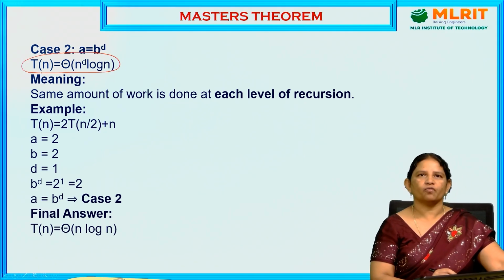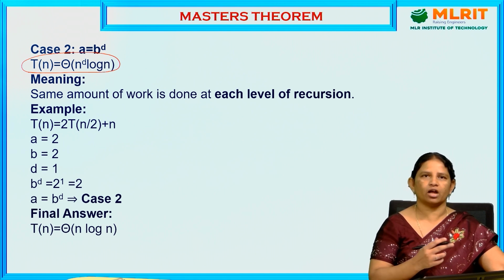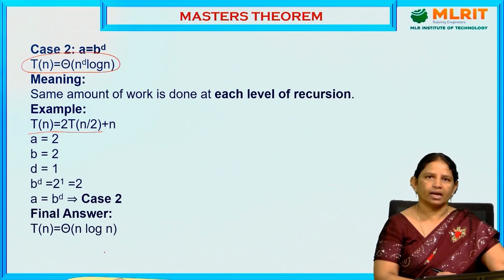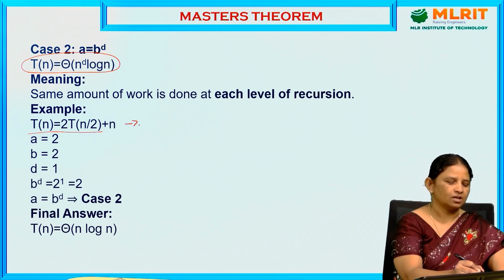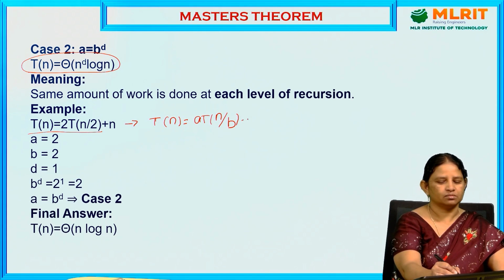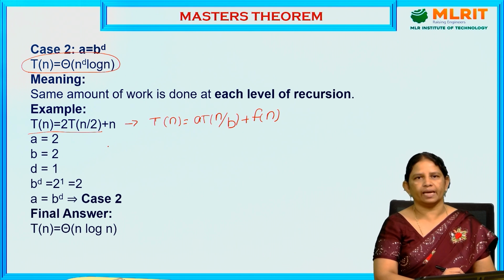So, theta of n power D log n is the time complexity if the A value and B value are the same. Consider the example T of n equal to 2T n by 2 plus n. Then compare this recurrence relation with the given Master's theorem, T of n equal to aT n by b plus f of n, and find out the values of A, B and D.